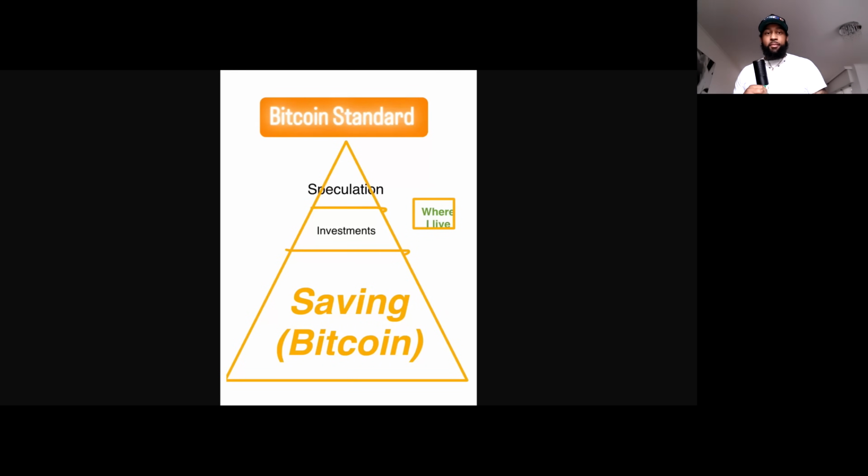I don't track the value of my shoes. I buy them because I like them. They do what they're supposed to do, and they look good. I buy my house because it looks good. It does what it's supposed to do, and I like it. All right. So that's where I live.